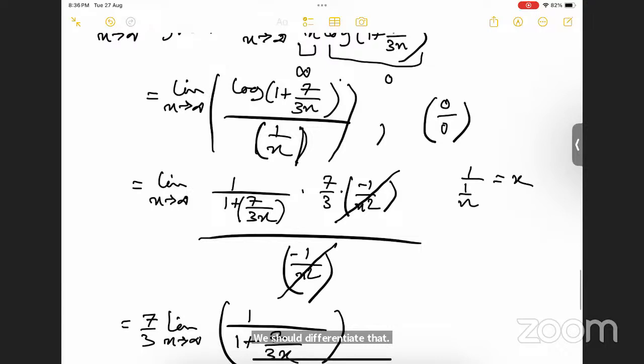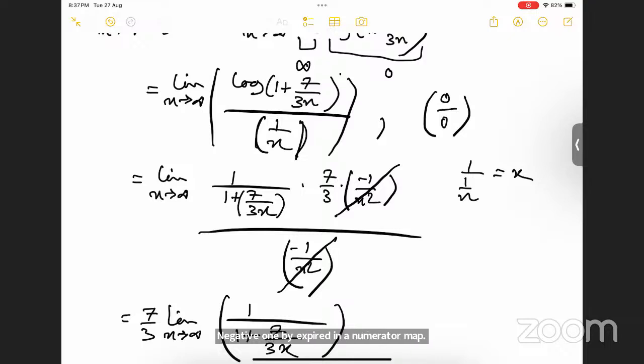Okay? It's fine. Ma'am, I have one doubt. How the negative 1 by x square in the numerator, ma'am? Because we are doing the differentiation with 1 by x. Differentiation of 1 by x is what?